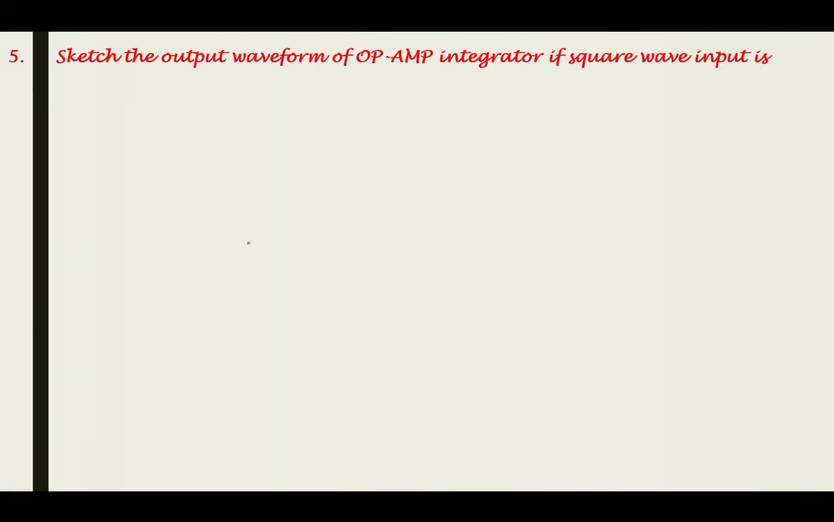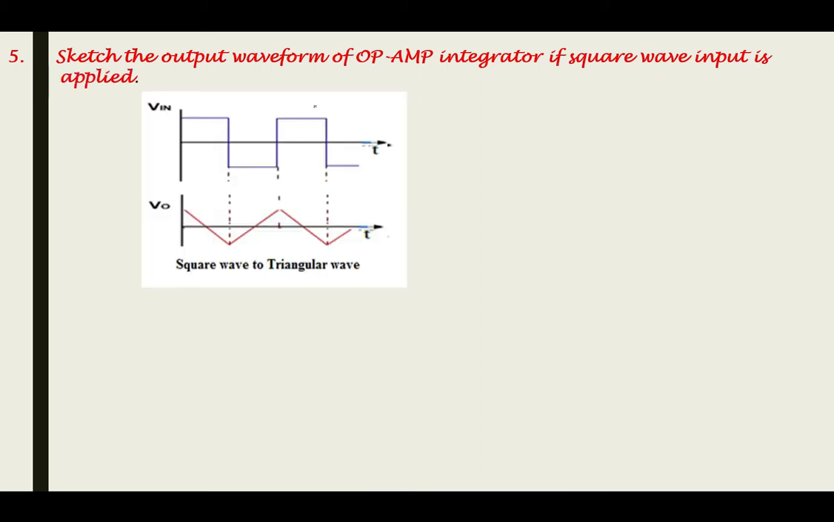Then the next question: sketch the output waveform of an op-amp integrator if a square wave input is applied. So this is the input voltage, a square wave, and this is the output voltage. According to the formula, you know Vo is equal to minus 1 by RC integral of sin ωt d(ωt), that is, sin θ dθ.